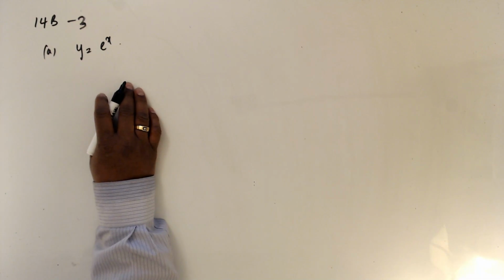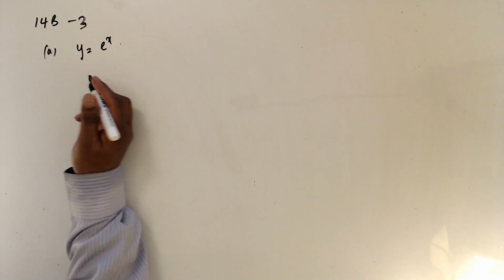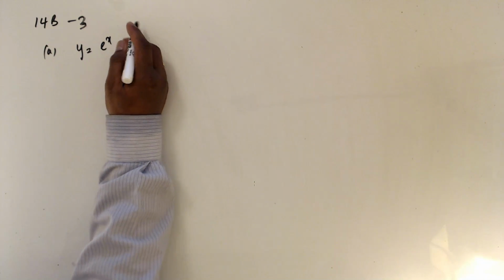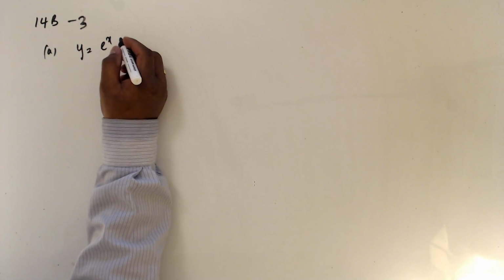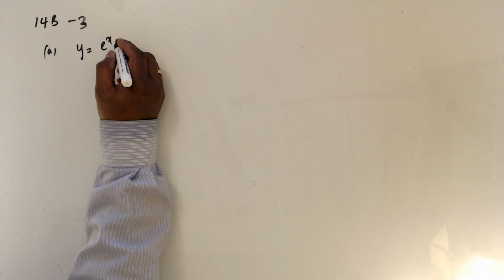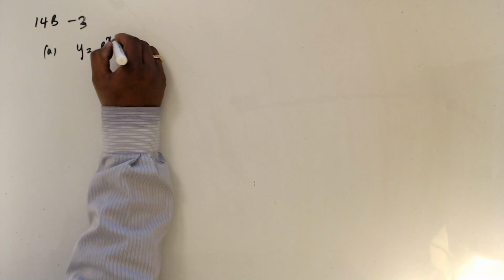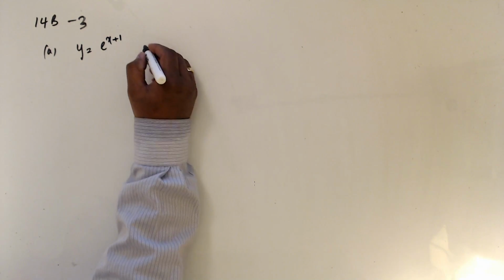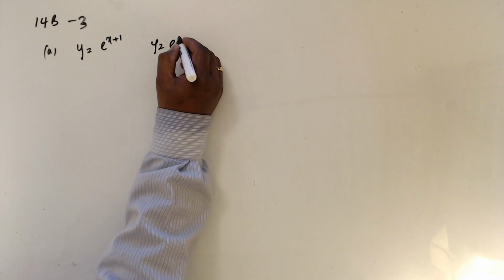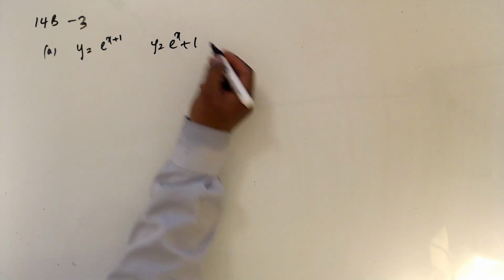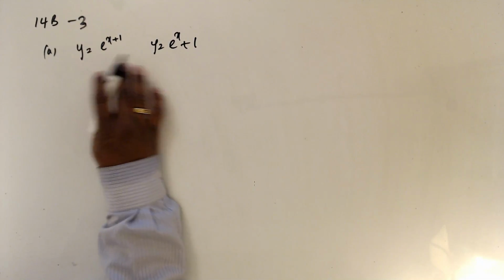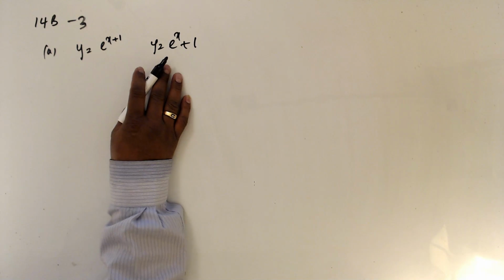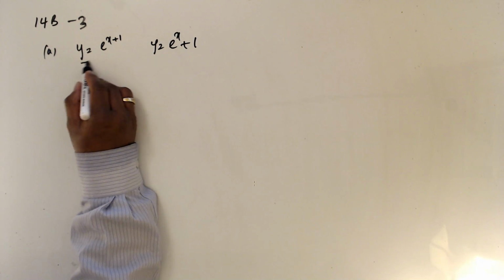Question number 3, A. In this question there's a bit of an issue because in the book I can see that this is e^x plus 1, but the answer is different. They draw the graph for e^(x+1). So these are two different graphs. I'll show you this one first.